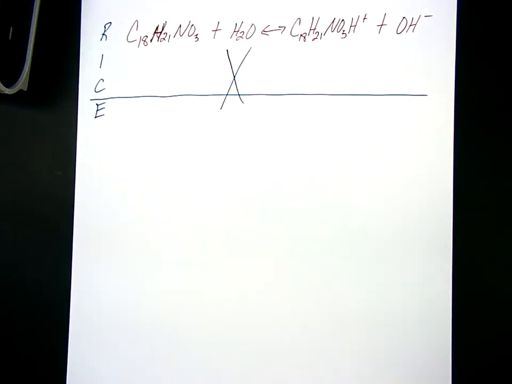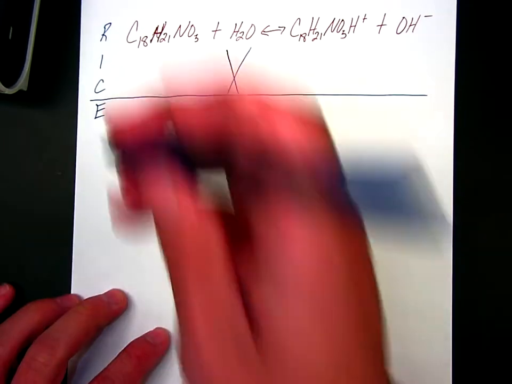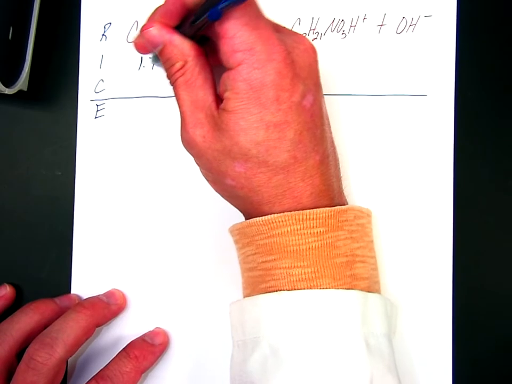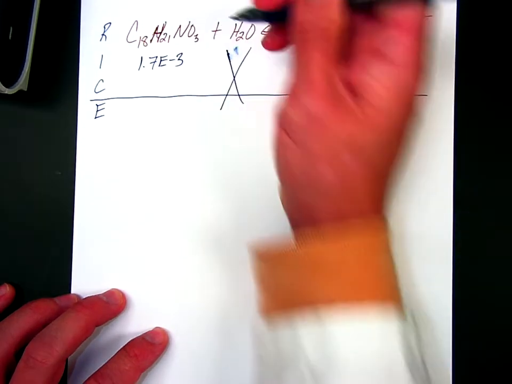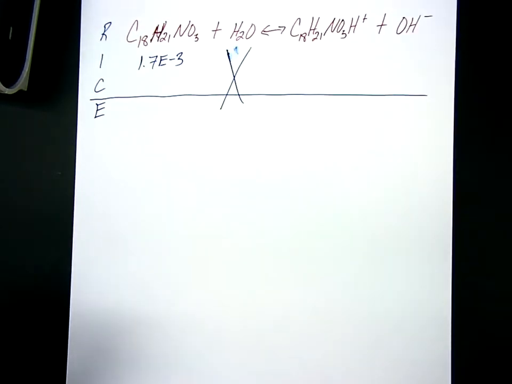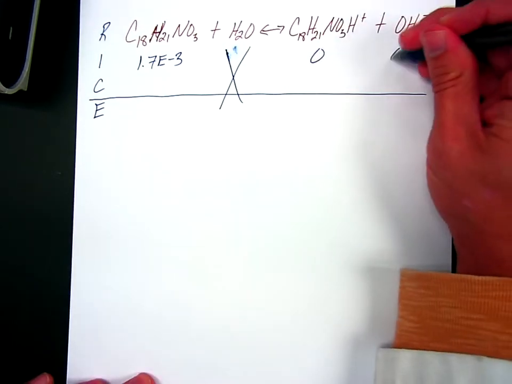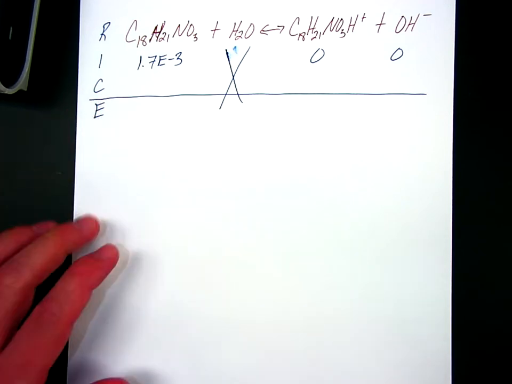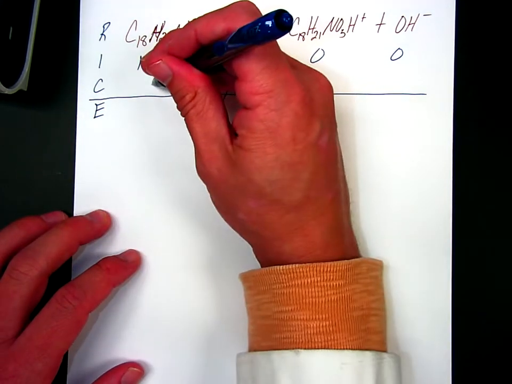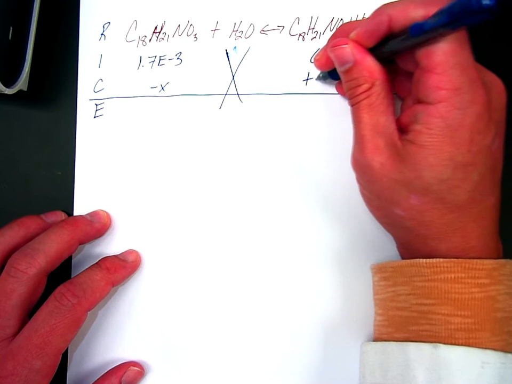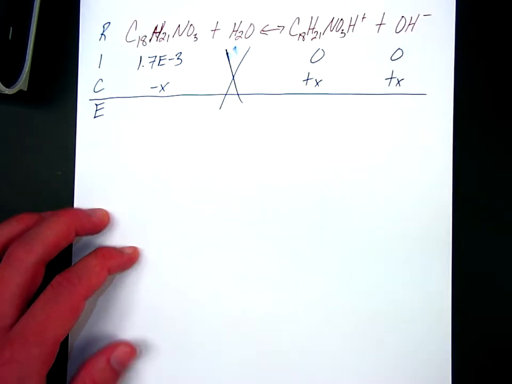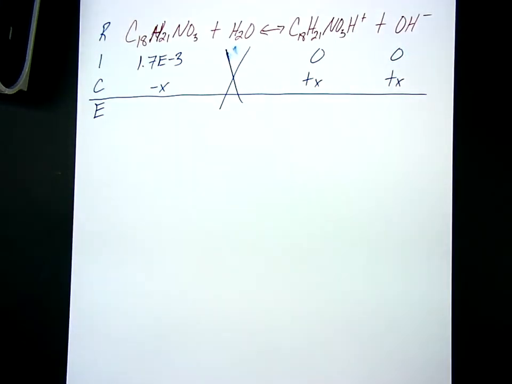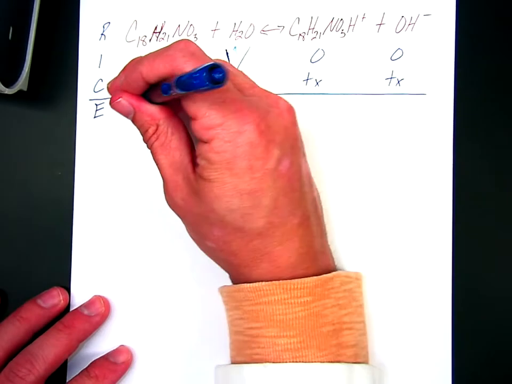Going back to the problem, it gives us a starting molarity of 1.7 E-3, which will be my initial. We don't have any of these products initially. So we can show our change, which is going to shift towards the zeros. So this is going to go down while this goes up. I plus C equals E.